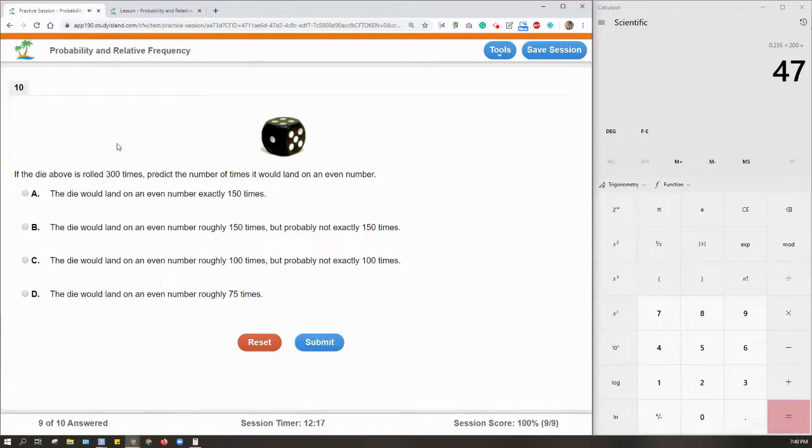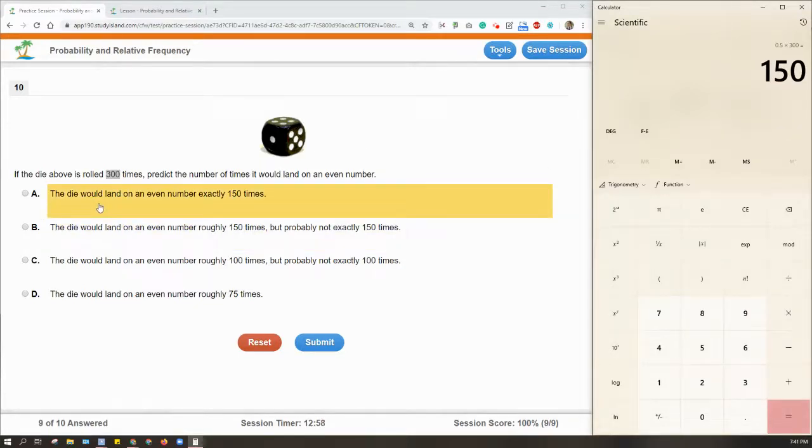Number 10. If the die above is rolled 300 times, predict the number of times it would land on an even number. Now, we assume that this die is fair, that every number has the same chance of coming up. So we would expect that the even numbers have the same chance as the odd numbers, because there's 3 even numbers and 3 odd numbers. So the probability that it lands on an even number is 3 out of 6, 3 divided by 6, which is, of course, 1/2, 0.5, 50%. So we would expect 50% of the time that it lands on an even number. So what is 50% of 300? 0.5 times 300 is 150. So we expect 150.